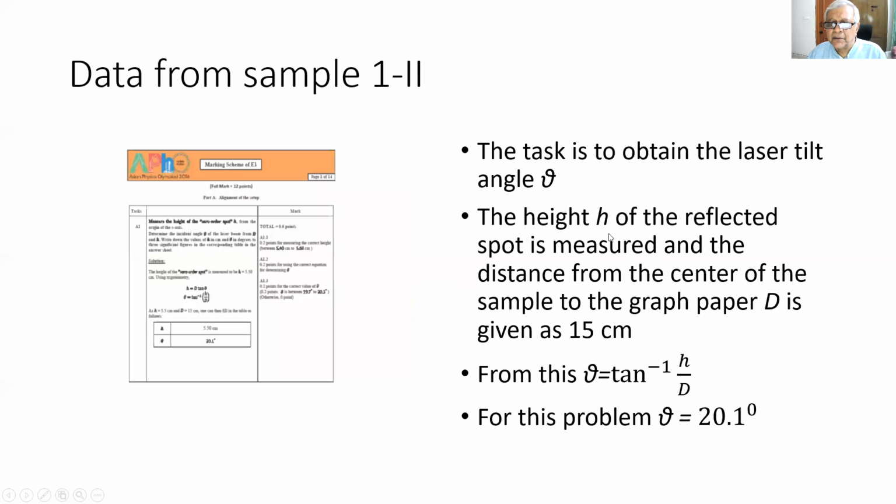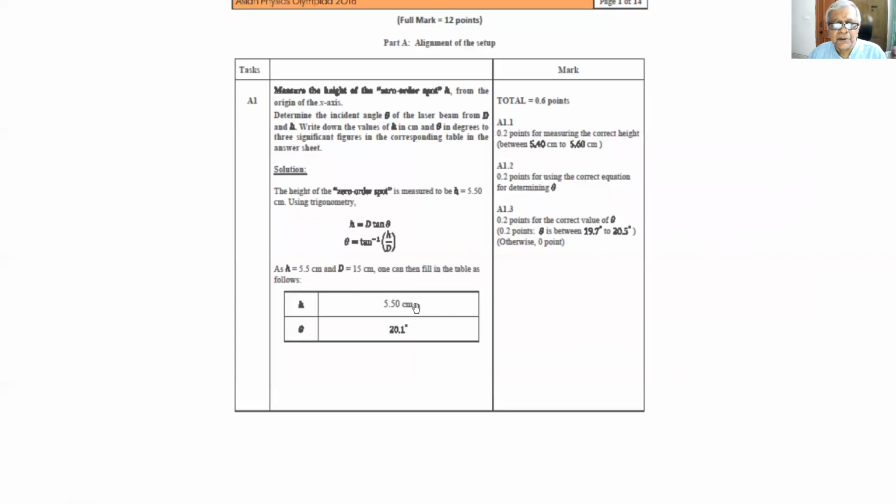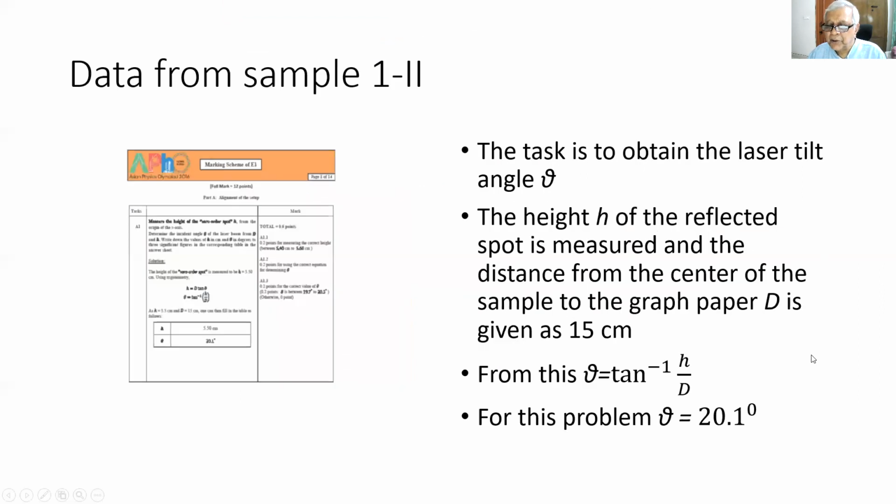So the height of the reflected spot is measured, and the distance from the center is given as 15 centimeters. From this, we evaluate theta equal to tan inverse of this. Let me just zoom in and show you. This is about 5.5 centimeters, and so we have theta to be 20.1 degrees. There's a note here which says that in the various experiments, theta can be between 19.7 and 20.3, and these are all allowed values.